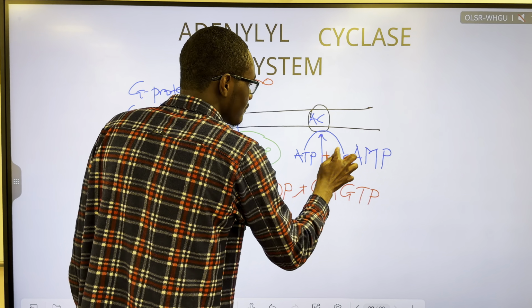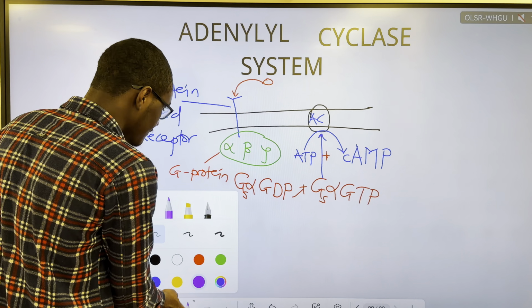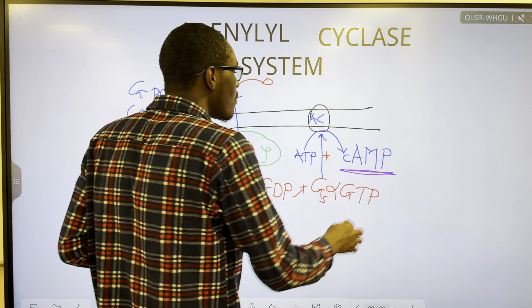What's going to happen next after this? Very important to note is that the cAMP that has been formed here is called a second messenger in this system.